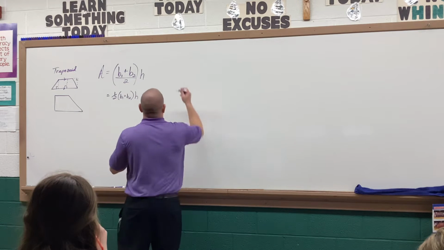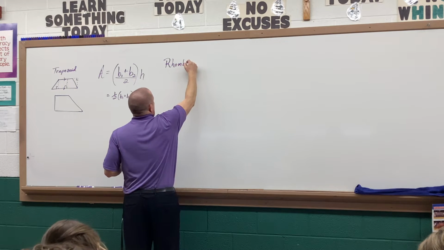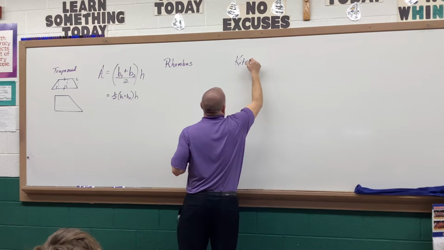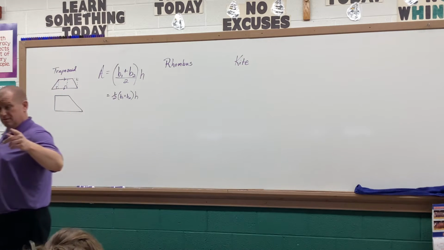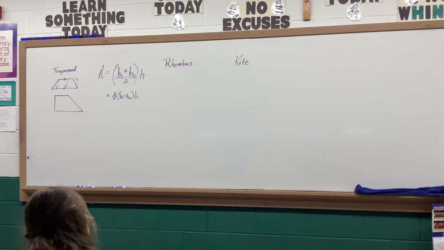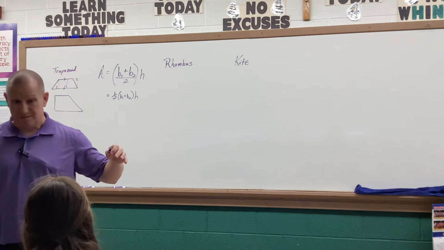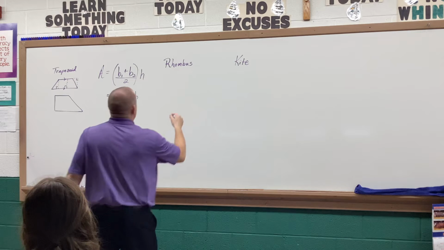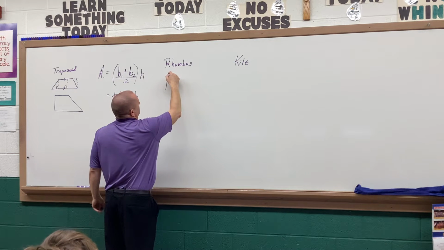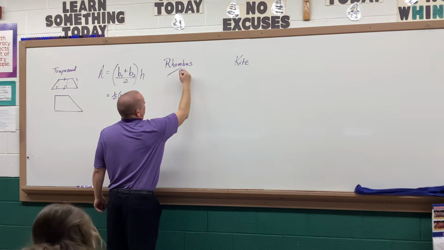So my next shape is a rhombus. And then we're also going to talk about a kite today. So, what's a rhombus? Four sides. Yes, it is a quadrilateral, you're right. But what's special about a rhombus? Four equal sides, right? So remember when we drew a rhombus, it was kind of like a square. It was kind of like a diamond, right?